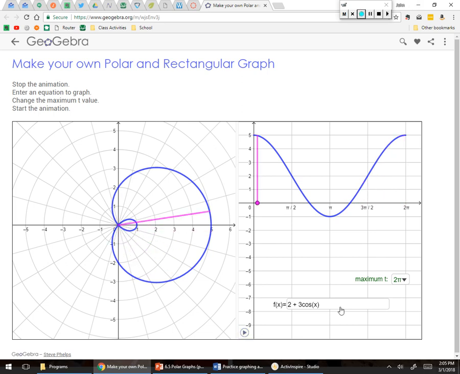It was so fun. Let's also do a rose curve. How about 3 cosine of 2, no, how about 4? That'll be fun.